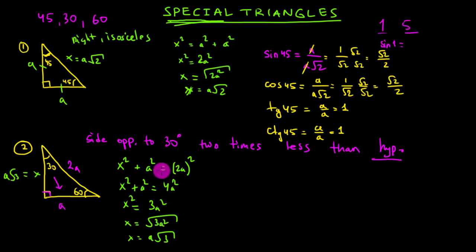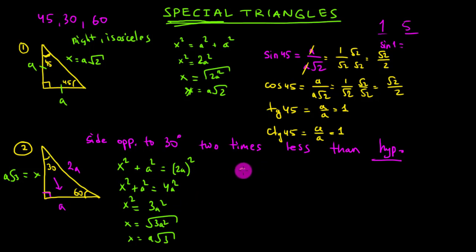And now you can find sine. Let's say, what is sine 30? You look at the triangle. We know that sine is opposite over hypotenuse. Sorry, not adjacent, hypotenuse. So opposite is a, hypotenuse is 2a. So the a's are cancelled. So it is 1 over 2. So sine 30 is 1 over 2.